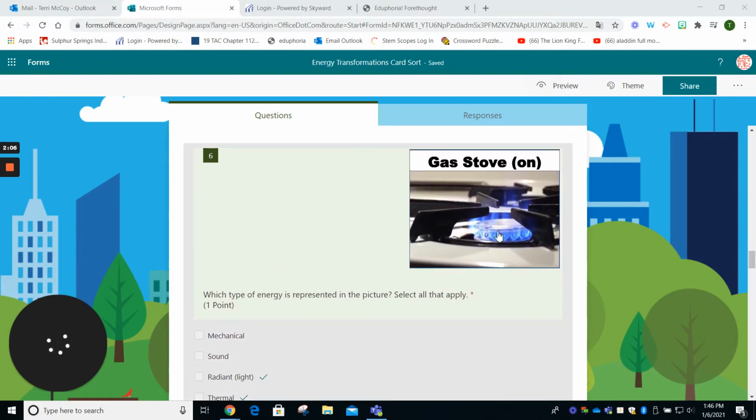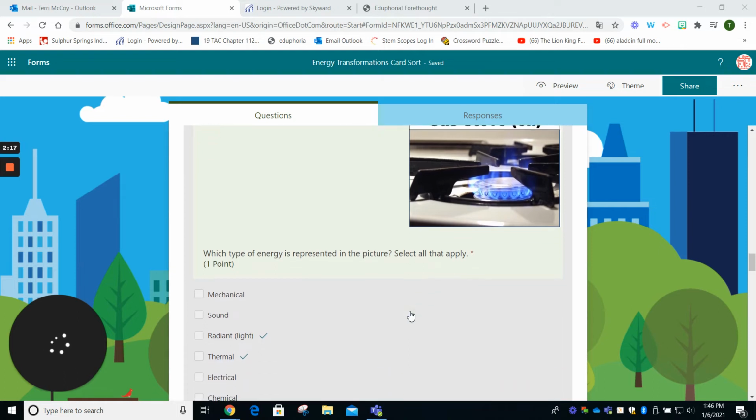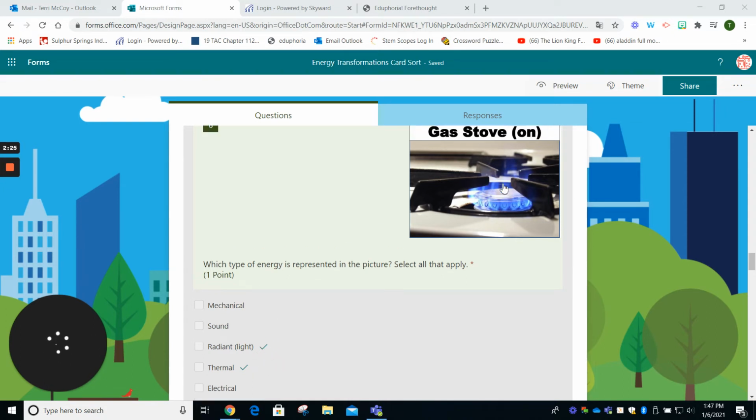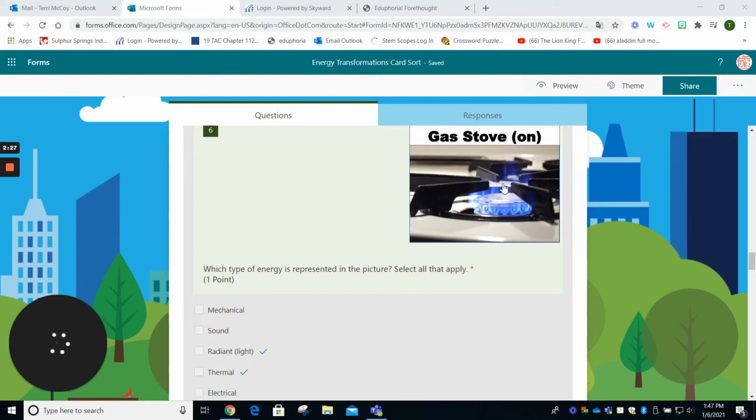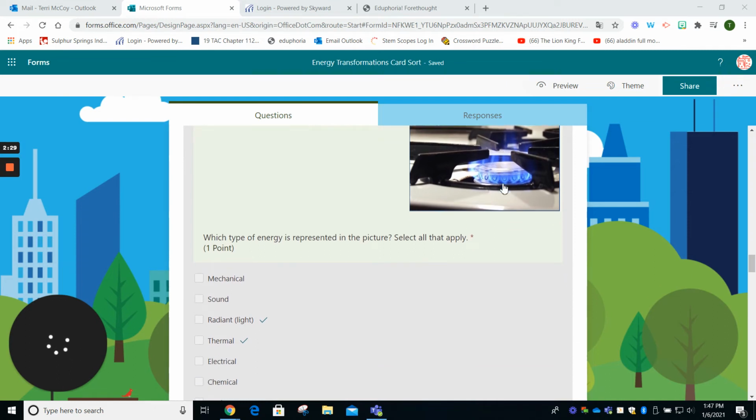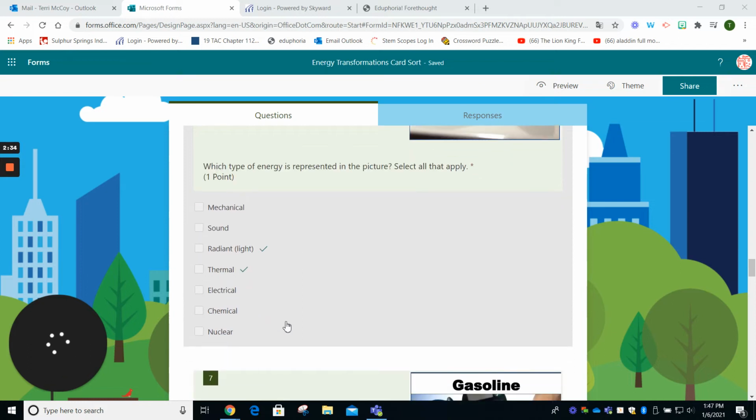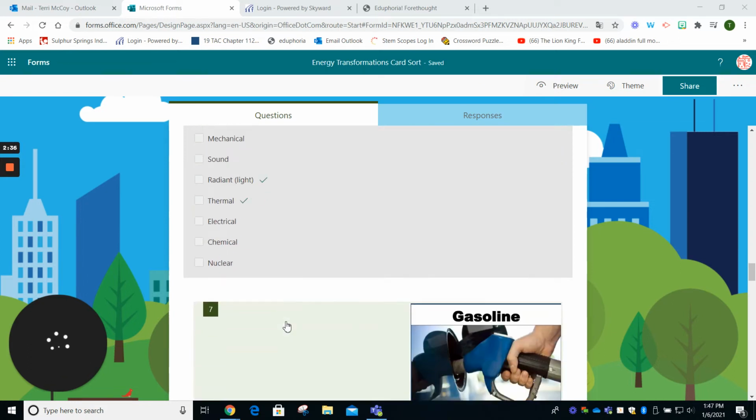Next, we've got a gas stove, and it's on. See, it says that it's on right there. So what type of energy is represented here? Well, in this picture, we've got a couple different things happening. So if the gas stove is turned on, we can see the flame. That flame is giving off light. So that would be radiant energy. And if a gas stove is on, we have a flame. We can feel that heat if we put our hands close to it. So we've got thermal energy. So there's 2 different types of energy right there for number 6.